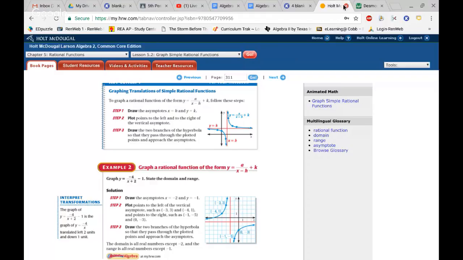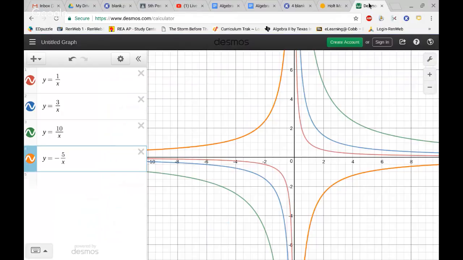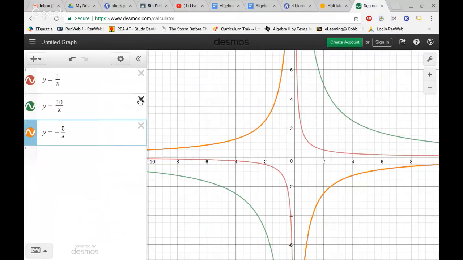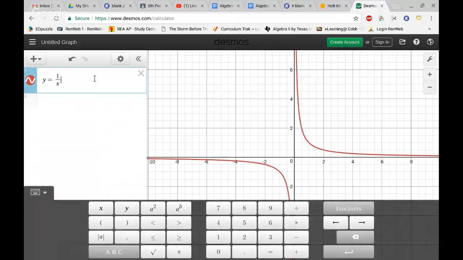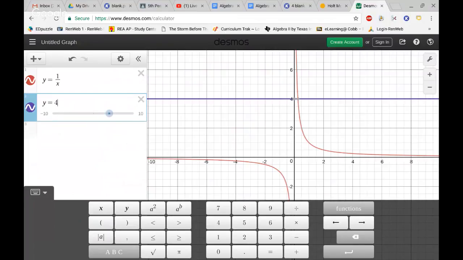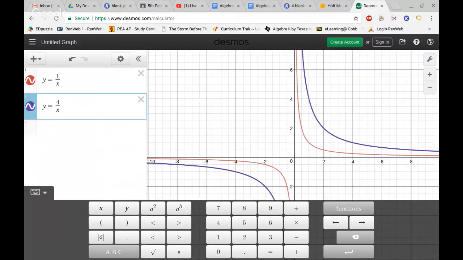So let's move on to number 11. I'm going to leave the parent graph up just because I think it's kind of fun to watch it translate. Number 11 says y equals 4 over x. So we're really not doing anything to the x. So the asymptote for that particular one is going to stay the same.